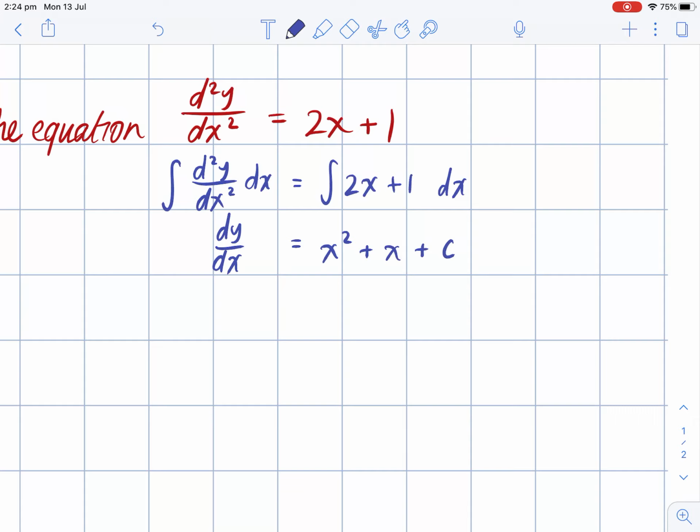But I actually want to work all the way back to find a general solution. In other words, find out what y equals in terms of x. So I need to anti-differentiate again. So I'm going to anti-differentiate this side with respect to x and anti-differentiate this side with respect to x. And when I do that, I end up with y equals 1/3 x cubed plus 1/2 x squared plus cx plus my constant of integration again. And I can't call it c because it's not the same letter, so I'm going to call it d.